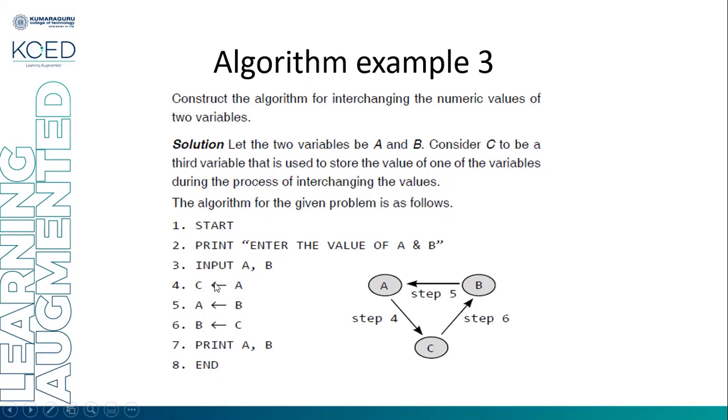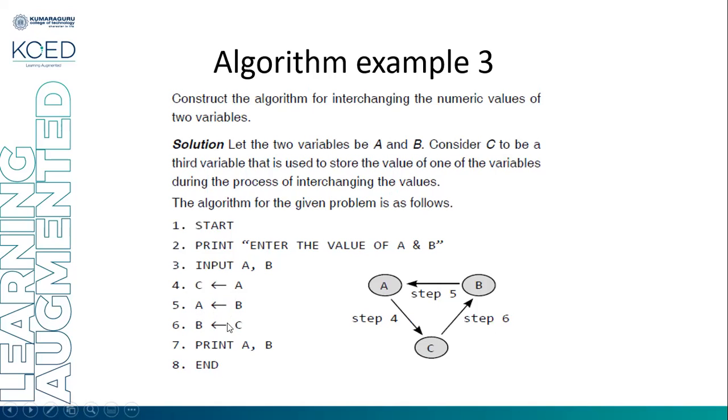Then assign the value of A to C. The value of A is now in the variable C. Now assign the value of B to A. So what happened? The value of A is overwritten by the value of B. Then the B value is stored in A. So at this stage, A and B will have the same value.